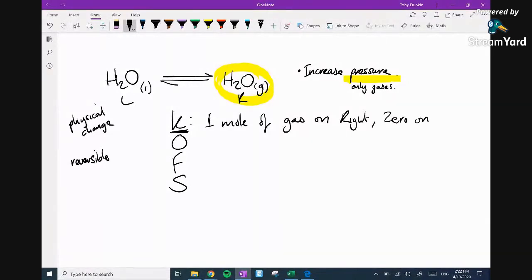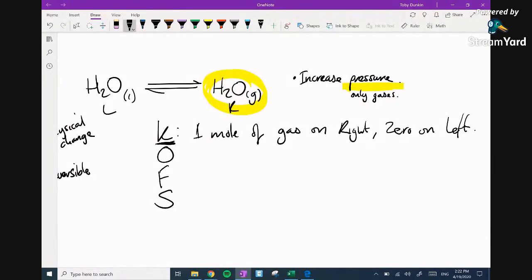Zero on the left. It's a liquid, therefore gases don't have any effect on it. Sorry, pressure has no effect on it. So now oppose the change. If we increase pressure, the equilibrium reduces pressure. How does it reduce pressure?